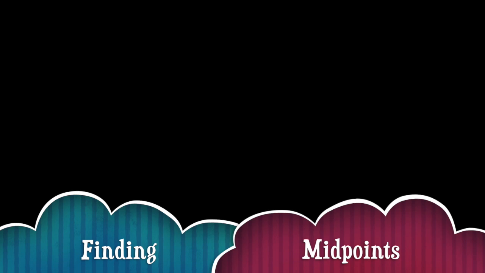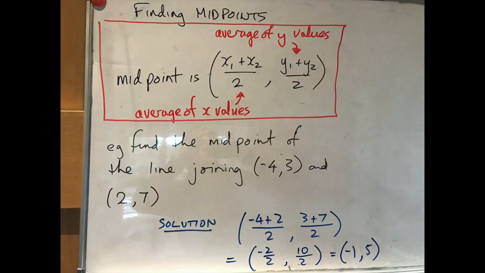All you have to do is find the average of the two x coordinates of the 2 points, and then find the average of the two y values. So you add the two x values together and divide by 2 to get the average. You add the two y values together and find the average by dividing by 2, and bingo, you've got yourself a midpoint. So here's an example down the bottom.